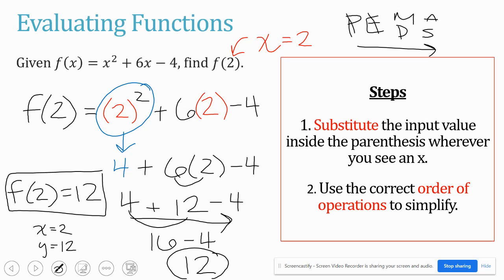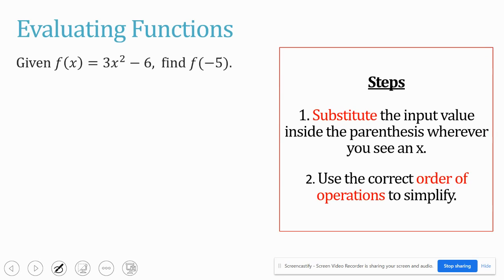Okay, let's look at another example. Here we have given f of x equals 3x squared minus 6. Find f of negative 5. Same thing, I'm going to just put my order of operations up here because I like to check them off as I go. And our input is going to be negative 5. So that means our x value is equal to negative 5. So wherever we see an x, I'm going to put parentheses negative 5.